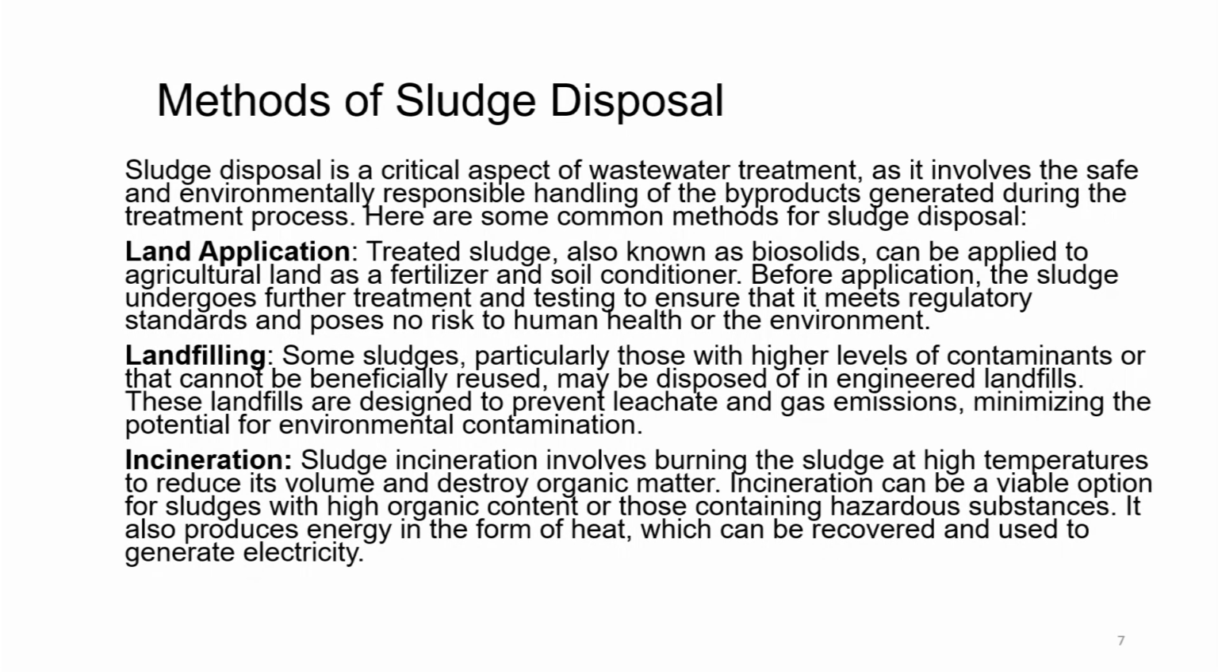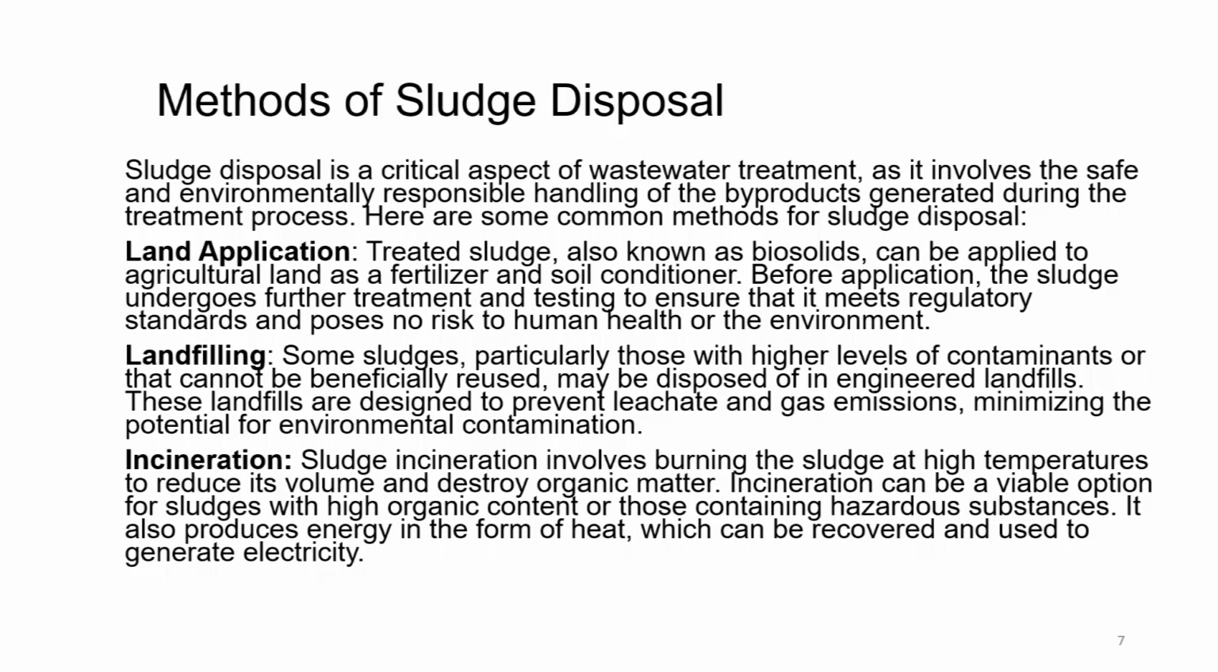Here are some common methods for sludge disposal. Land application. Treated sludge, also known as biosolid, can be applied to agricultural land as fertilizer and soil conditioner. Before application, the sludge undergoes further treatment and testing to ensure that it meets regulatory standards and poses no risk to human health or to the environment. That means it should not have any pathogen or any toxic chemical, otherwise it cannot be used as a soil conditioner.